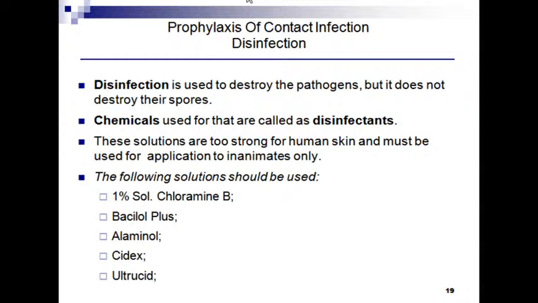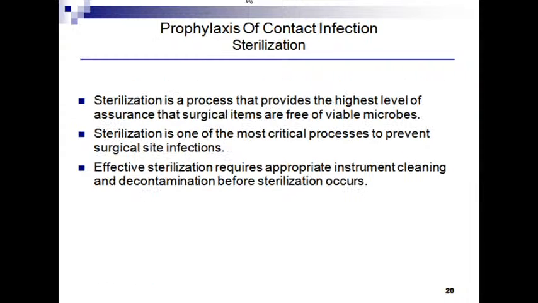These drugs are appropriate for disinfection of inanimate surfaces only. These solutions are too strong for human skin and they cause chemical burns and damage to the skin. The following solutions should be used for disinfection: 1% solution of chloramine B, bacillol, alaminol, Silex or ultracid. The technique of disinfection is immersing instruments and objects into a tank with disinfectants. After disinfection, we should rinse the instruments and other equipment in water to remove disinfectants from their surface. And now we can start sterilization.